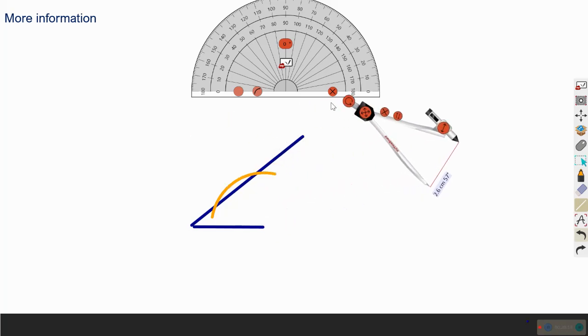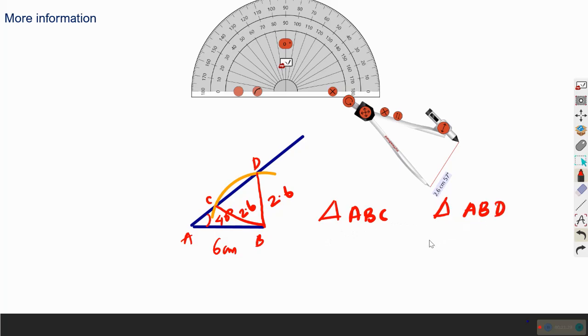Let me mark all this. This one is AB, 6 centimeter. This is 40 degree. This arc is of 2.6 centimeter. That means this distance from here to here, roughly drawn, is 2.6. This distance is also 2.6. Now if I mark C over here and D over here, think about triangle ABC and triangle ABD. The AB line segment is congruent with the other triangle's AB. Correct?